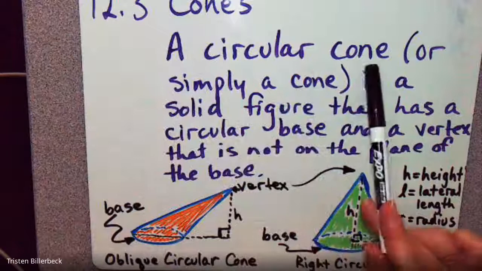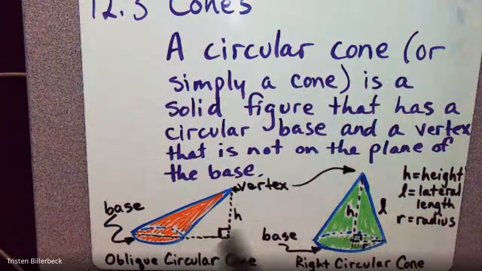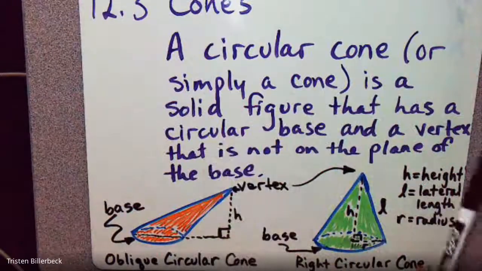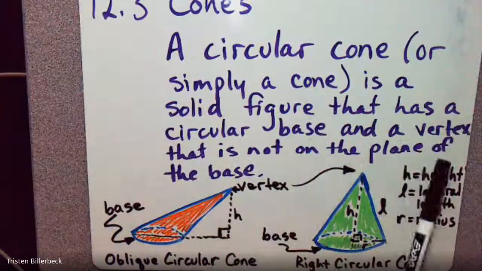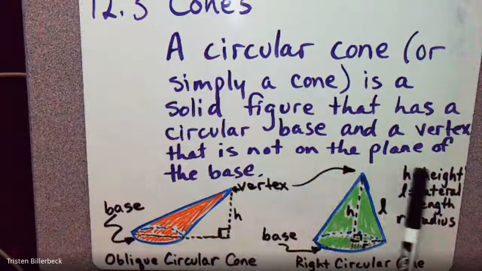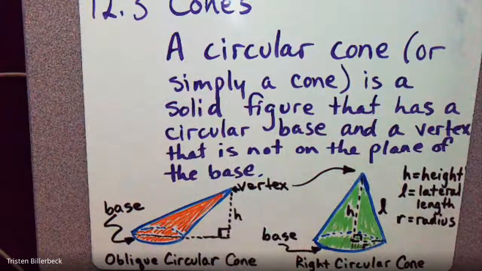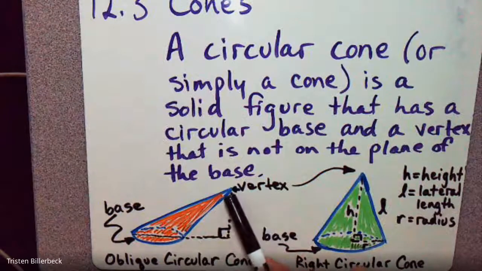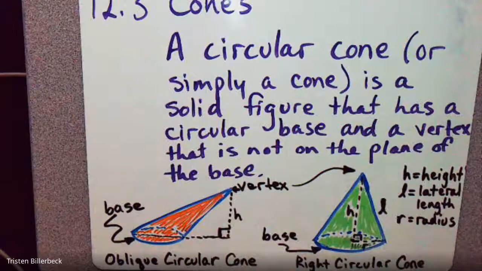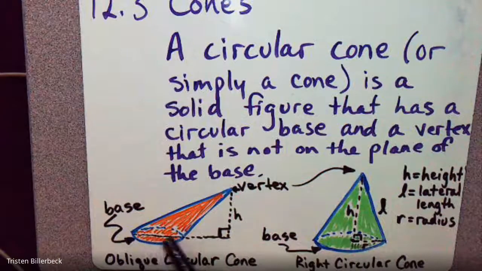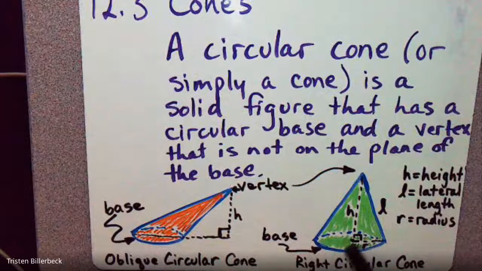A circular cone, or just a cone, is a solid figure that has a circular base and a vertex that is not on the plane of the base. Well, what does that mean? That means that this vertex right here is in a different plane than this circular base right here.